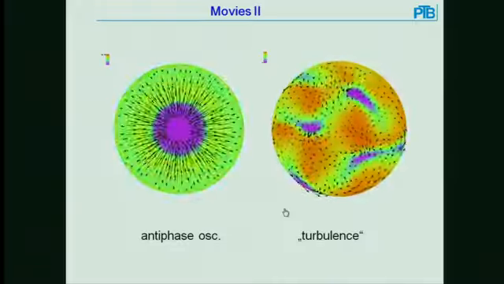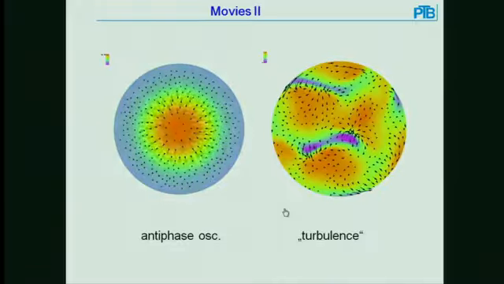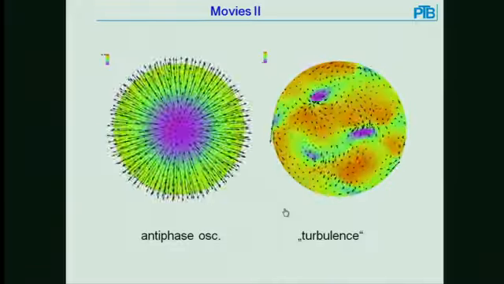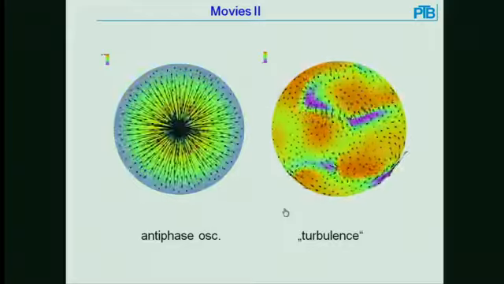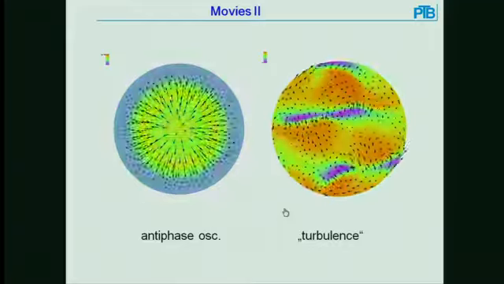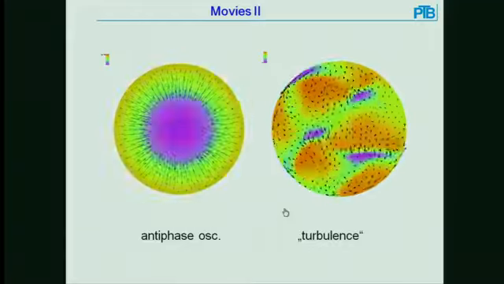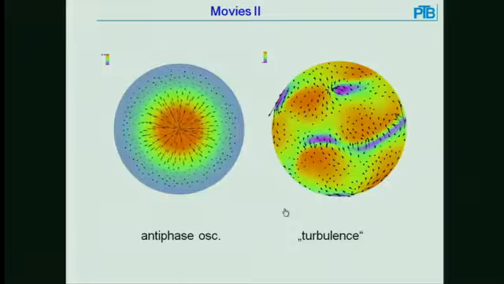But as I said, this antiphase pattern, you get closer to the experimental pattern if you allow for a softer boundary region, which I guess the experimentalists tell us is the case. All right, good.